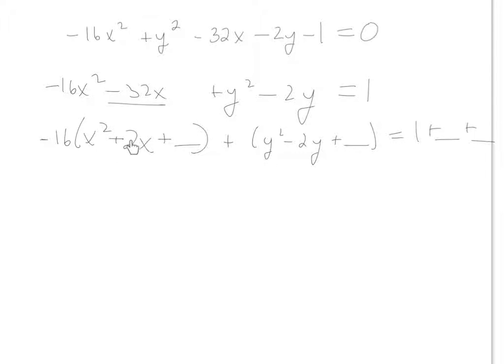Whatever half of this number is, I'm going to take that half, which is 1, and square it, which is still 1. But on this blank over here, I'm not going to put a 1 because there's a -16 floating out here. So even though inside the parentheses I put a 1, this entire side, if I were to distribute this, it'd be a -16. So to keep things balanced, this side needs a -16.